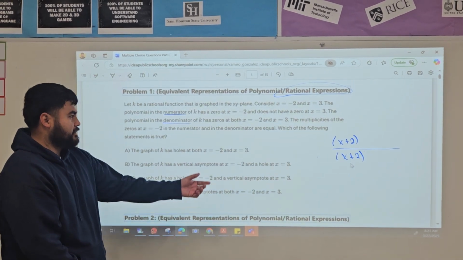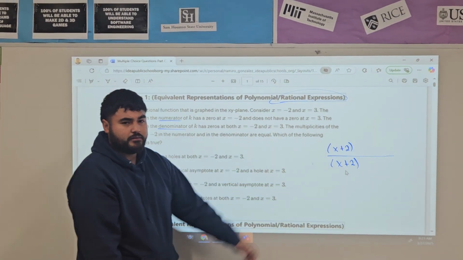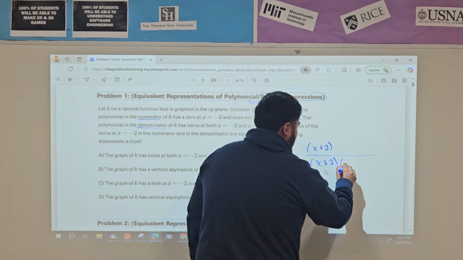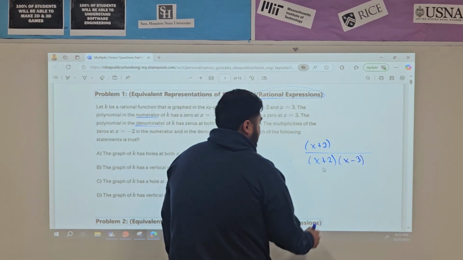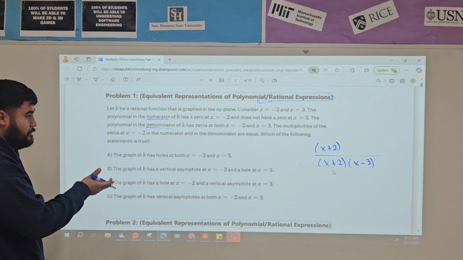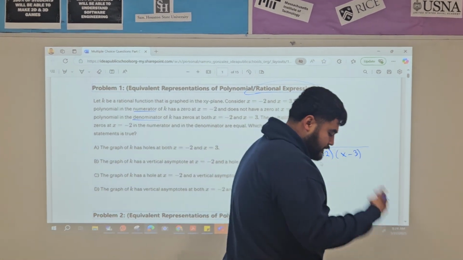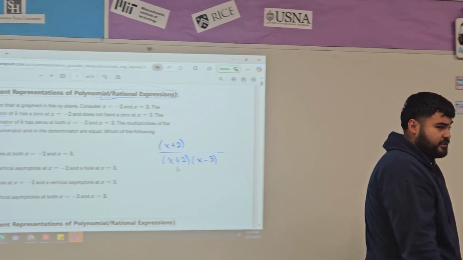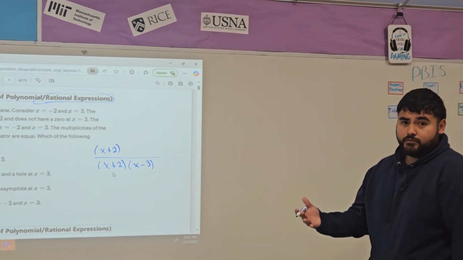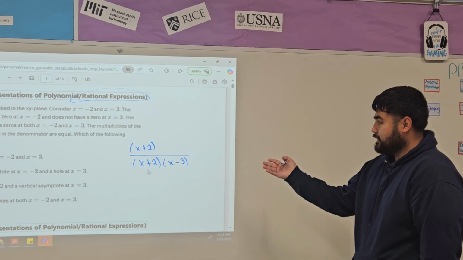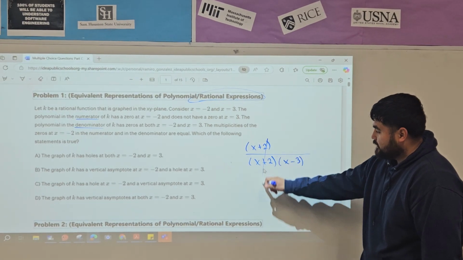But then you have 2 zeros in the bottom. You also have x equals 3. So switch the sign and put it in factor form. X minus 3. So this is basically your setup, right? So when you're dealing with rationals, before you find zeros or vertical asymptotes, you have to take care of the wholes, right? A whole is when you have the same factor on the top and the bottom. So here we notice that we have x plus 2 and x plus 2.